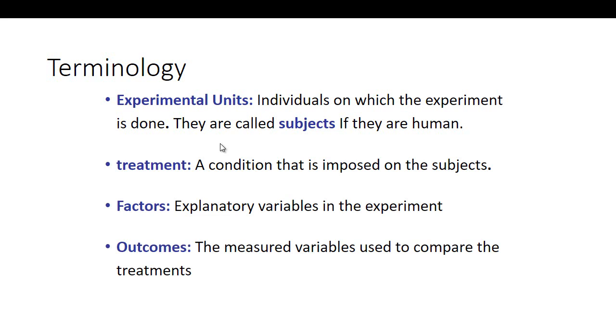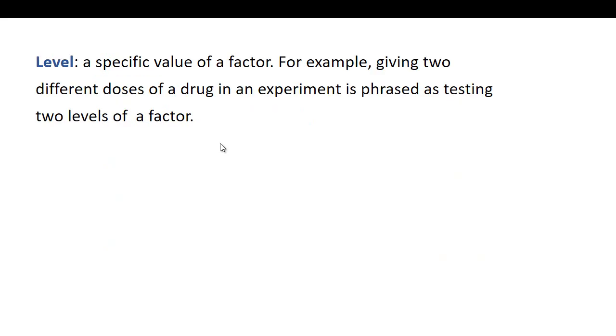Outcomes: the measured variables used to compare the treatments. Level means a specific value of a factor. For example, if we give two different doses of a drug in an experiment, then we say that we are testing two levels of the factor.